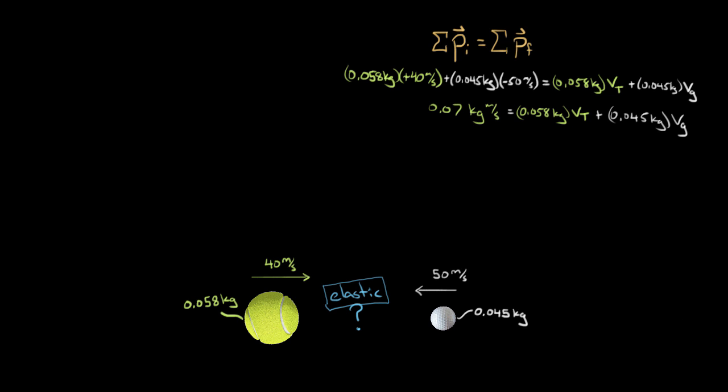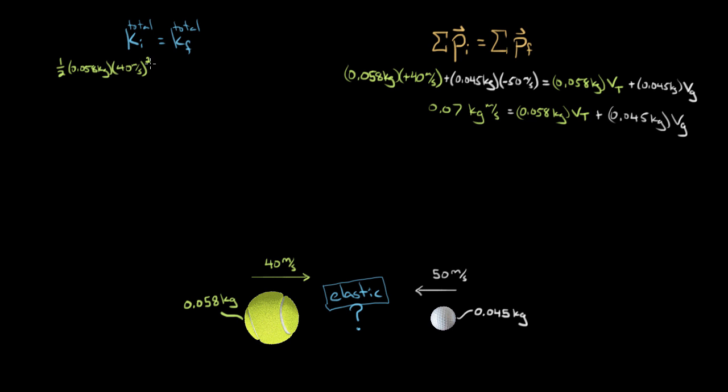We can just say, all right, not only is momentum conserved now, but if we say it's elastic, that means the total amount of kinetic energy is conserved. So the initial total kinetic energy has to equal the final total kinetic energy. And remember, kinetic energy is 1/2 mv squared. So I can say that, all right, 1/2 times 0.058 kilograms, the mass of the tennis ball, times its initial velocity, which was 40 meters per second.